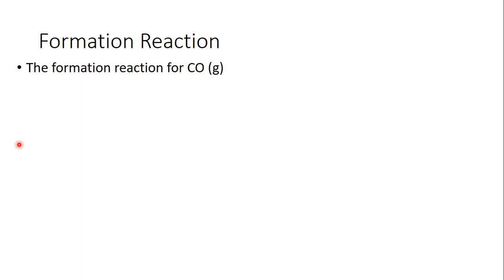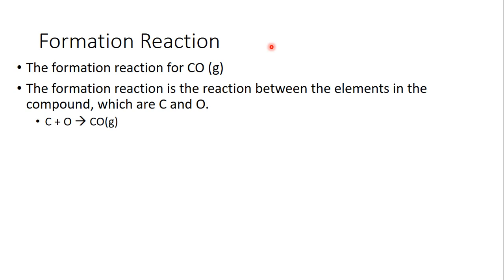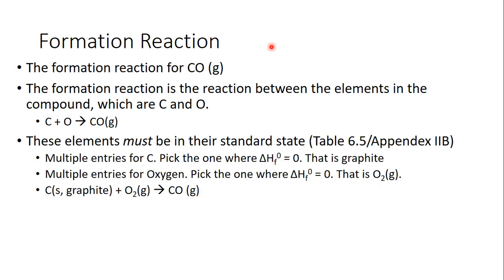So let's talk about formation reactions for carbon monoxide. Carbon monoxide is made between carbon and oxygen. And we have to look at what are the standard states for carbon and oxygen. So we go back to the table on the previous page, or appendix 2b in your book. We have multiple entries for carbon, but you pick the entry where delta H of formation is 0. That's the pure substance. Same thing for oxygen, where delta H is 0 is for O2 gas.